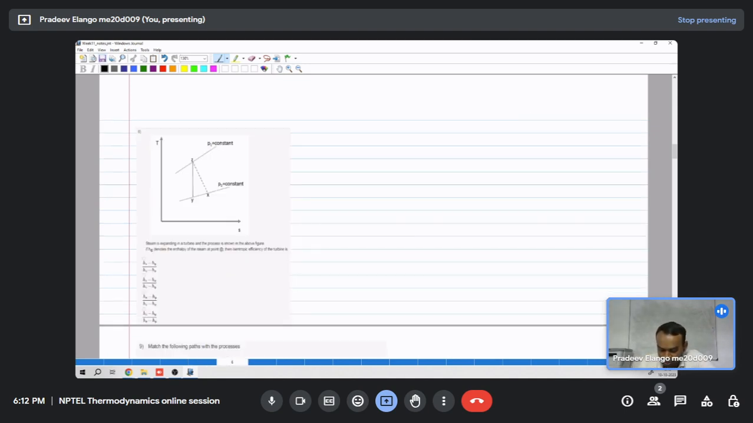Next problem, steam is expanding in a turbine and the process is shown in the above figure. If H and H dash denote the enthalpy of the steam at the points, then isentropic efficiency of the turbine is given by what? So for the isentropic efficiency, for a turbine, the actual work output will be lesser, but the theoretical or the maximum possible work output will be more. Now, the isentropic efficiency can be stated as actual work output by maximum work or the theoretical work or the reversible work.